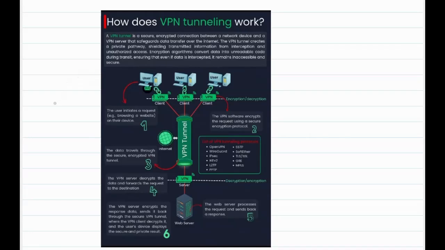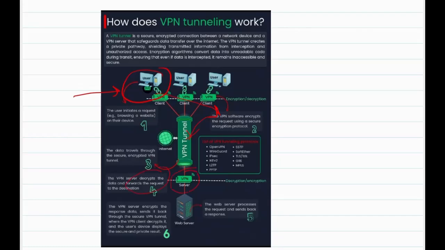Here we can see how the VPN tunnel works. Okay, here one user is generating a query through the browser for particular sites or any search. This query goes to the VPN client, where the VPN client encrypts the data and sends it to the tunnel. This is the VPN tunnel, by which the data travels securely. After going through the tunnel, the request is sent to the VPN server. This is the VPN server.